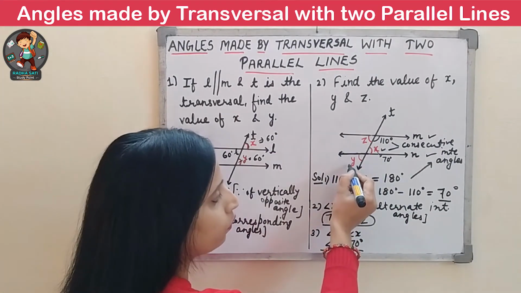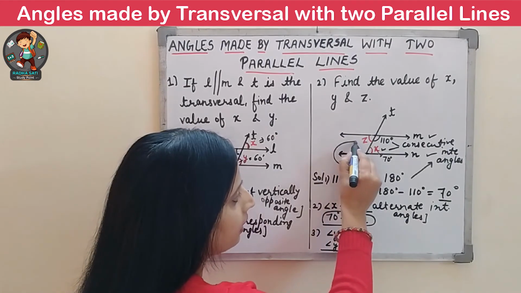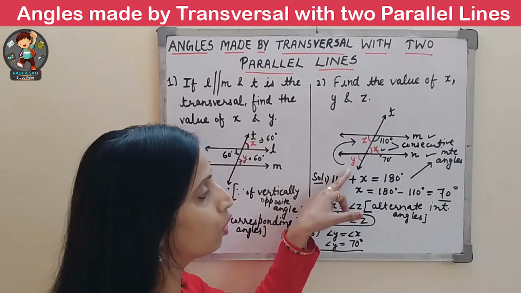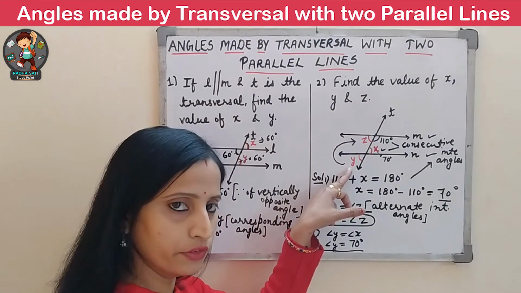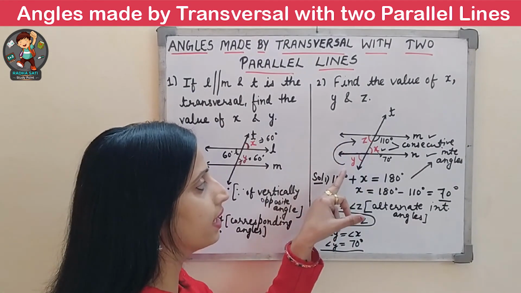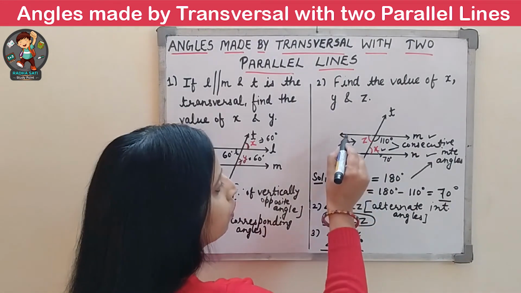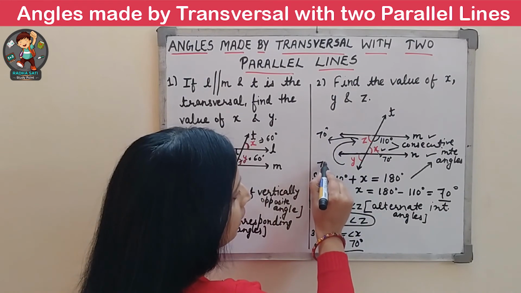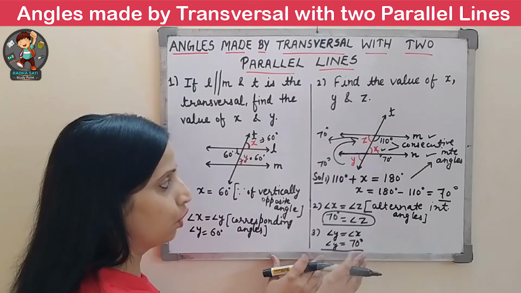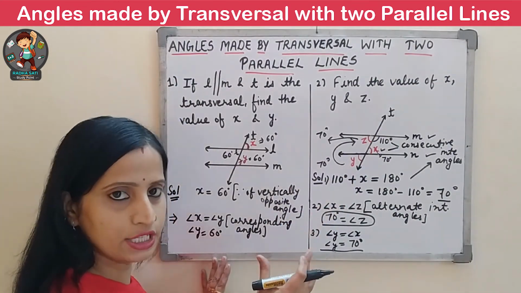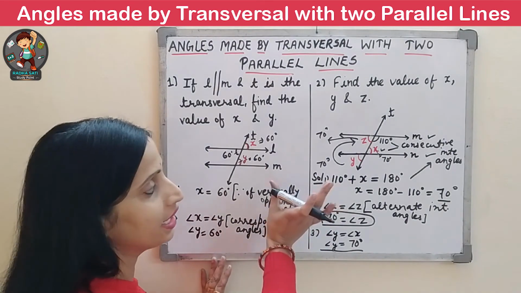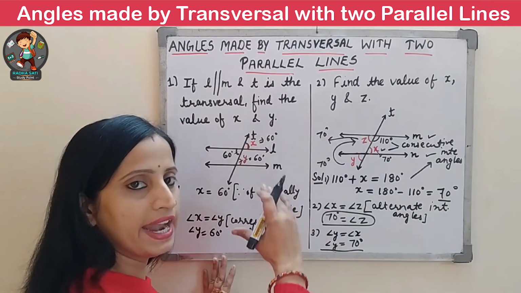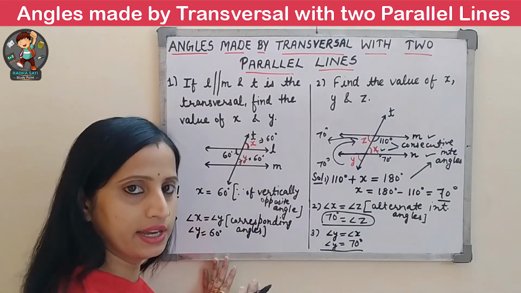Another way to find this is by linking it with angle Z. Angle Z and angle Y are both corresponding angles, and corresponding angles are always equal. So if angle Z is 70 degrees, then angle Y will also be 70 degrees. If you know the properties of angles very well, you can easily solve these types of questions in which one angle is given and you have to find the rest of the angles.